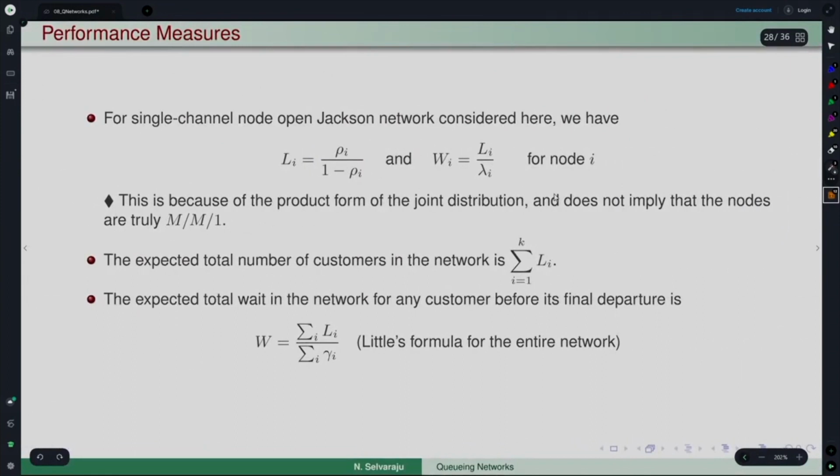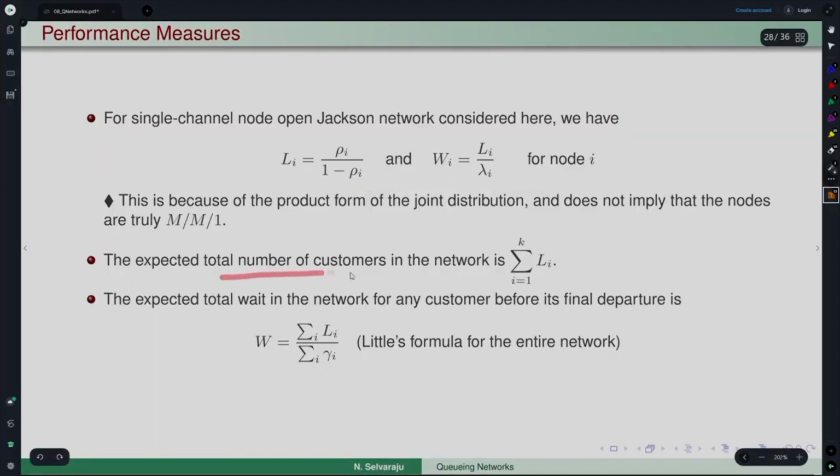Now, once we have this, the performance measures can be obtained in a routine way. For an open Jackson network with a single channel at each node, we can obtain Li, the number in the system at each node, and its waiting time, or the system time, or sojourn time, in each node is this. Sojourn time is the word used in networks. Now, this is because of the product form of the joint distribution, but that does not imply that the nodes are truly M/M/1. It is because the joint distribution factors into the product of certain marginal distributions, and from there we are getting this. That is how you are obtaining this quantity.